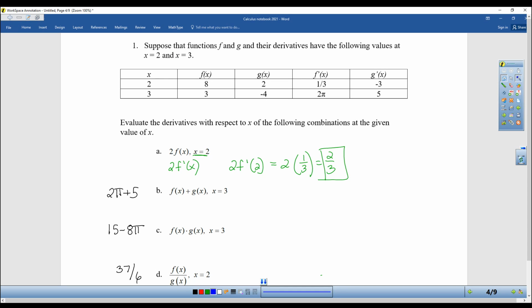All right, for people that need to see it. So when you're taking the derivative of two separate terms, this is just trying to remind you that you can do them separately. Now they want to know f prime at 3 plus g prime at 3. I look at my chart. This time I look at the 3 and the f prime, and I get 2 pi. I find the 3 and the g prime, and I write 5.